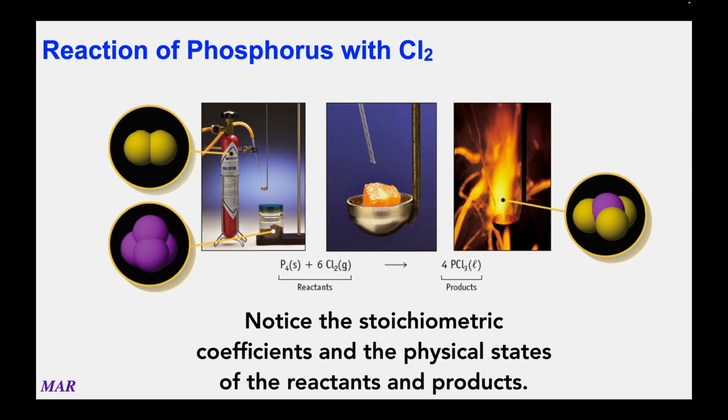There's no 1 there, but that's implied. You'll need 6 Cl2s and 4 to make 4 PCl3s. So the invisible 1 by P4, as well as 6 and 4, those are the stoichiometric coefficients, and they tell you the relative amounts of moles that you need.